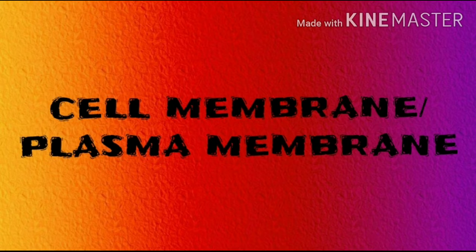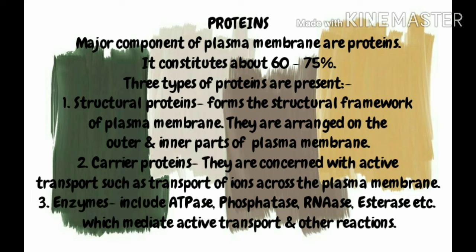Mainly the plasma membrane is made up of three components: proteins, lipids and carbohydrates. These three chemicals are involved in the making of this cell membrane, and we will learn the functions of these three chemicals here. So let us learn what these proteins are doing for the plasma membrane.